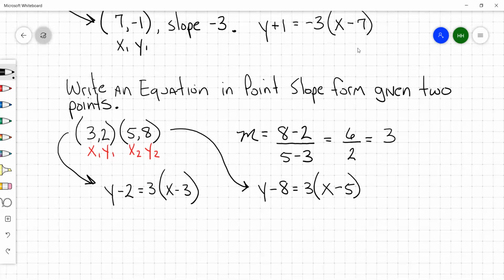So there are 2 ways to write a line in point-slope form. One, if you're given the point and the slope. Two, if you're just given both points. If you're just given both points, then you will find the slope first, and then you'll use that slope with the first point to write the equation, and then you'll use that slope with the second point to write the equation.